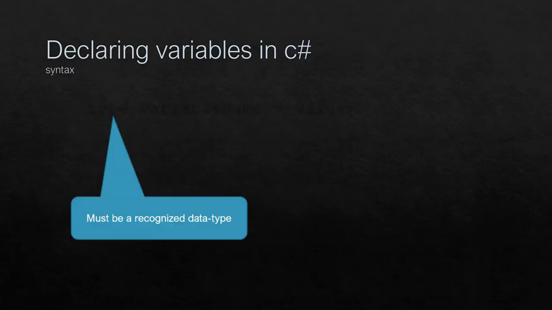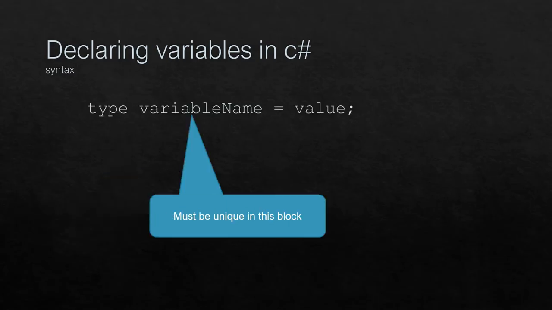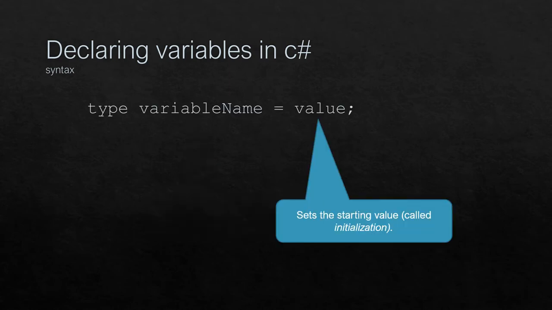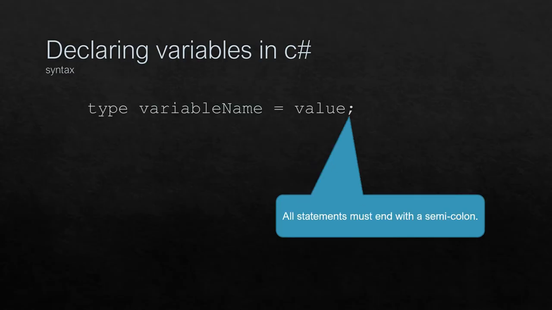Now if we want to declare variables in the C# programming language, the first thing we need to do is declare the data type, and this needs to be one of the data types that the language recognizes. We then have a variable name which needs to be unique in that block of code, and then at the end we have an equal sign, and then a value which is the value the variable is going to be set to initially. That's called initialization, and it's something you should always do. We then always end statements in C# with a semicolon.